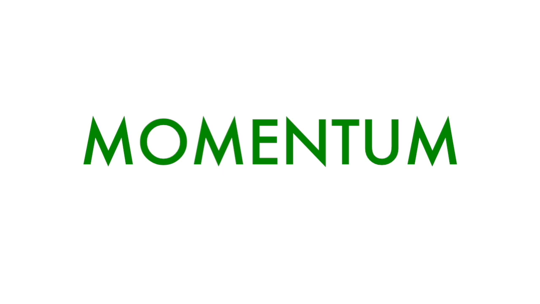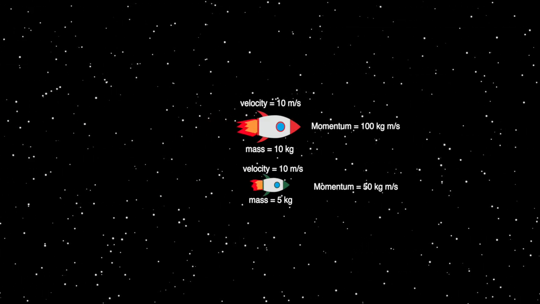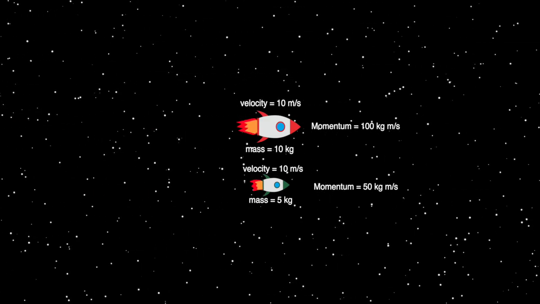Here is the word momentum in really big letters, which is the subject of this video. Momentum can be thought of as mass in motion, which is fitting because the formula for momentum is mass times velocity, which can also be written as P equals m times v. So, two objects with the same velocity but different masses have different momentums.